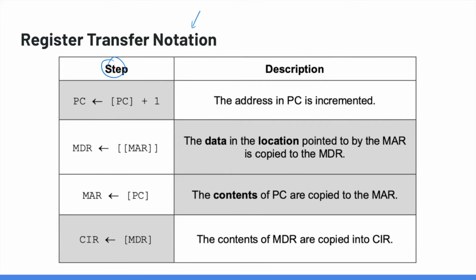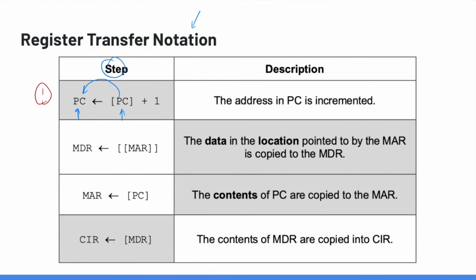Now, right here, we have the recipient of data being the PC or program counter, and we're taking the data in the PC and adding 1 to it. This represents the process in which the address in the program counter is incremented. So you've got the data signified by a square bracket, we're adding 1 to it, and we're storing the result in our program counter. And that is actually going to be one of the first processes that takes place in the FDE cycle.